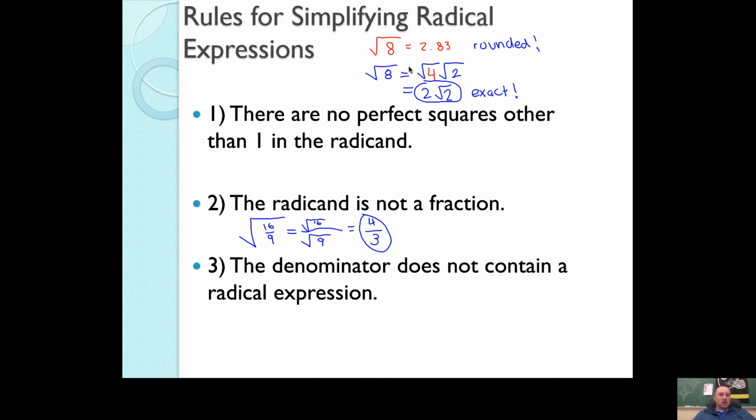Okay, so to review the rules, you can't have a perfect square that lives inside of your radicand. If you do, you've got to fix it. You can't have a radicand that is a fraction. If you do, you have to fix it. And you can't have a denominator that has a radical in it. If you do, you have to fix it. And there are a lot of little tricks that we're going to pick up as we go, but these are the 3 rules that we're going to follow.